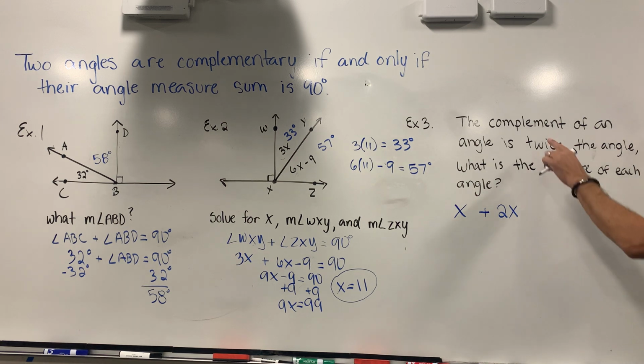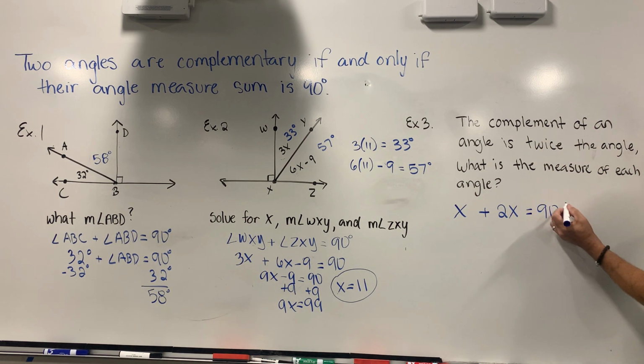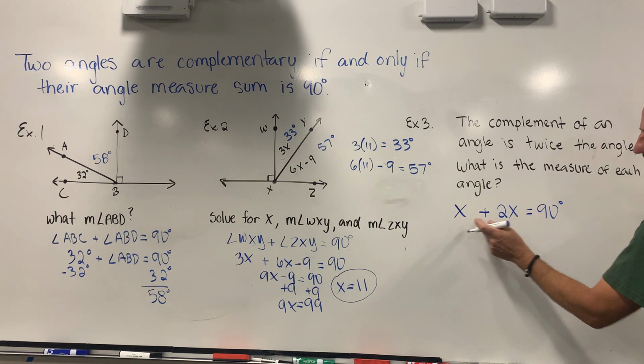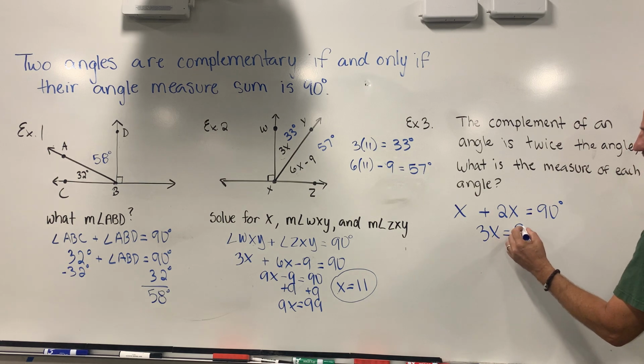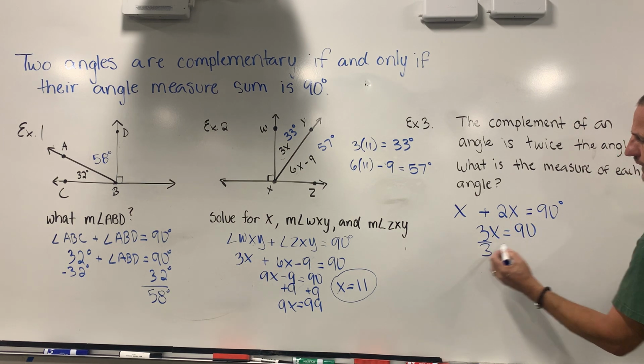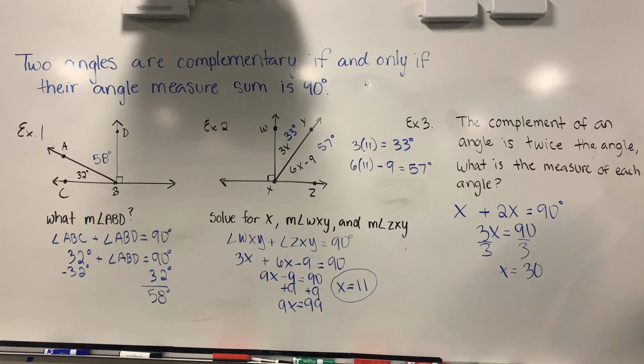And what do I know about complementary? They have to add up to 90 degrees. So let's do a little bit of collecting like terms. 1x and 2x is 3x equals 90, dividing by 3. X is equal to 30.